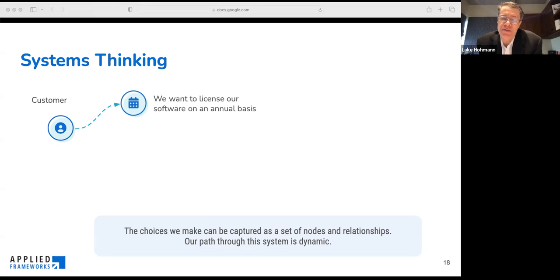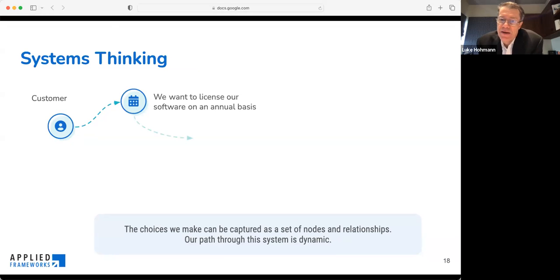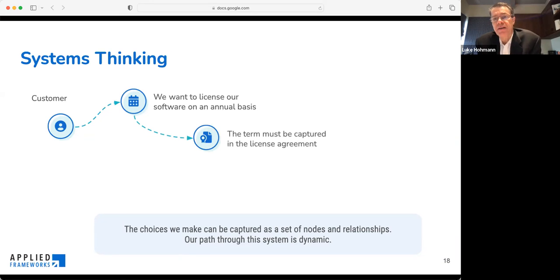This term of time, an annual term, is fairly common in business-to-business software. And it's also common in business-to-professional environments where I'm going to license something for a year. Okay, so now I know that that's what's underpinning my business model. Next, I need to make sure that that's captured in the license agreement. So as the term is captured in the license agreement, I have established this business relationship with my customer.